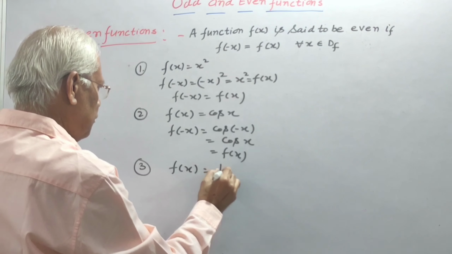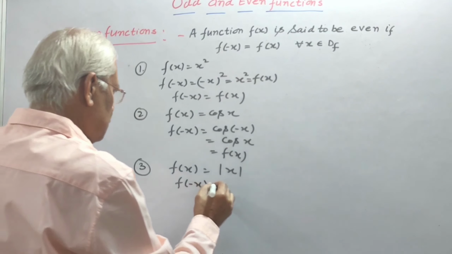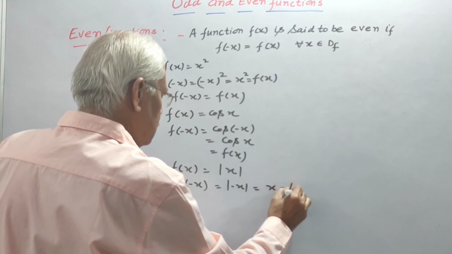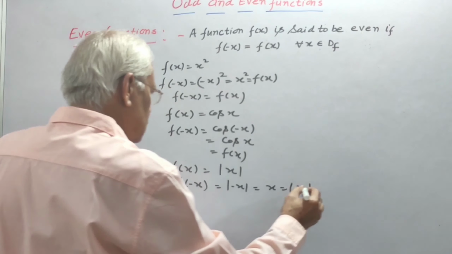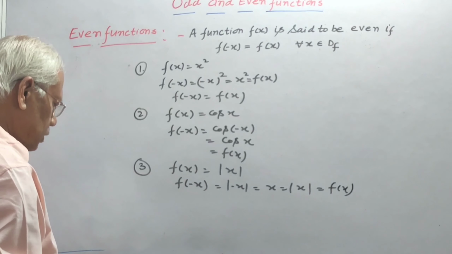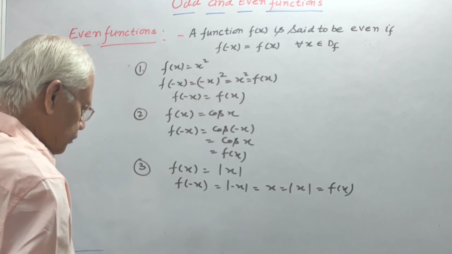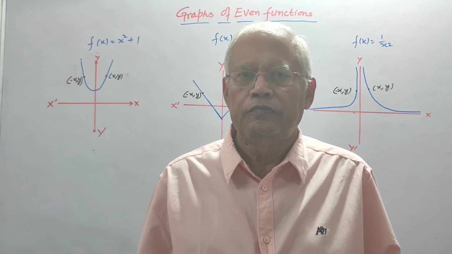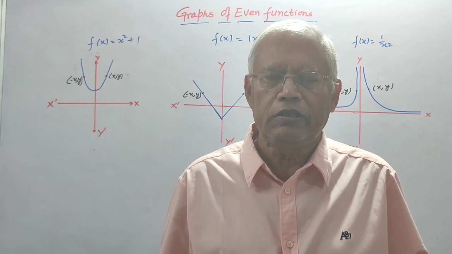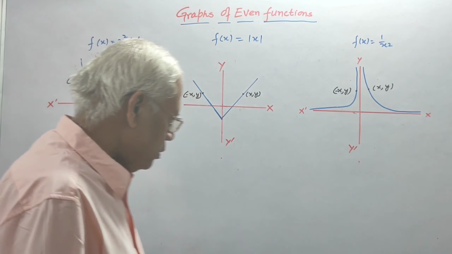f(x) is equal to mod x. Replacing x by minus x, mod of minus x will also be mod x, so this is f(x). So in this way, these are the examples of even functions. If we draw the graph of even functions, we will find that they are symmetric about the y-axis.